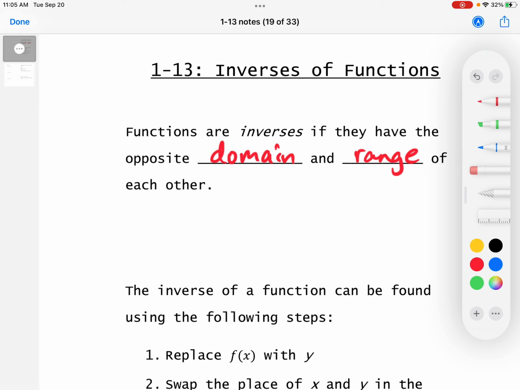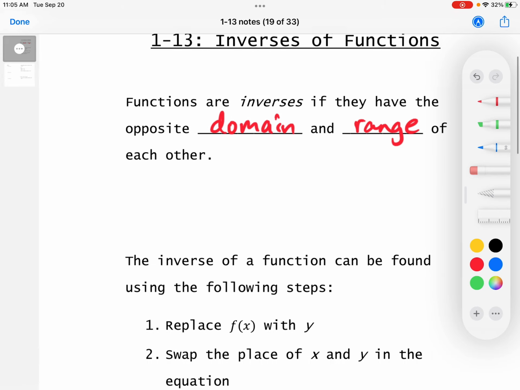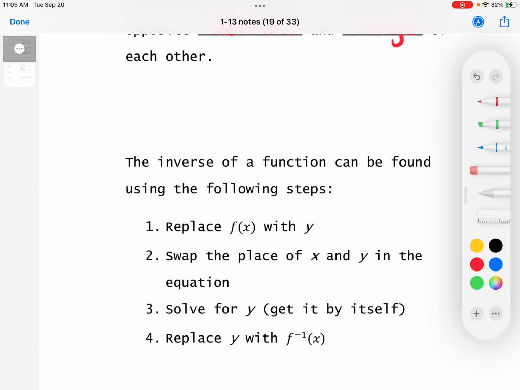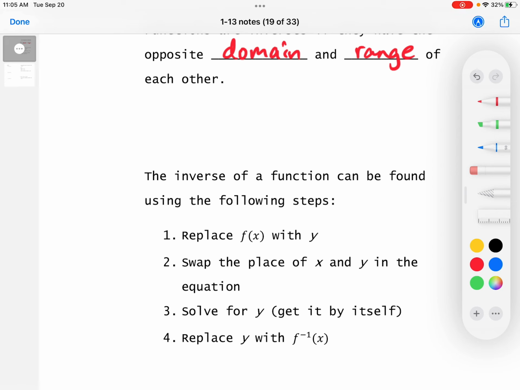So if we are finding the inverse of a function algebraically, we're going to follow these four steps right here. Okay? We're first going to replace our function notation, f of x. We're going to change it to y. And then step number 2 is really the key to the whole thing. What we're going to do is swap the place. We're going to trade x and y in that equation, okay?